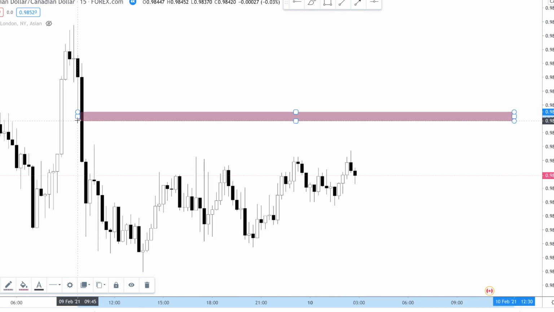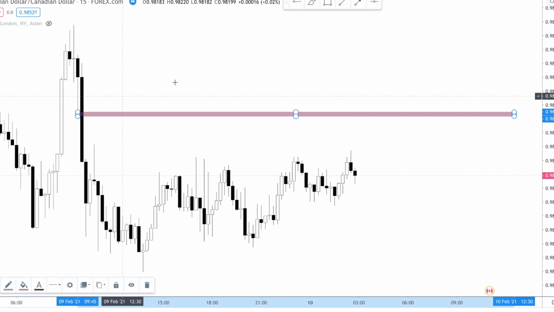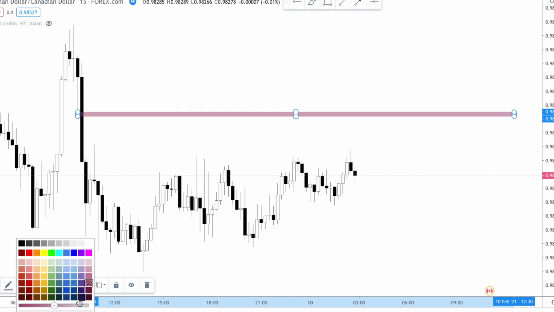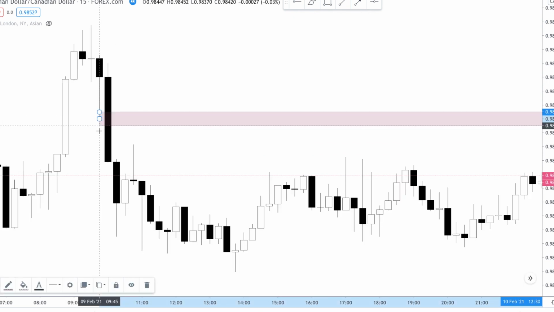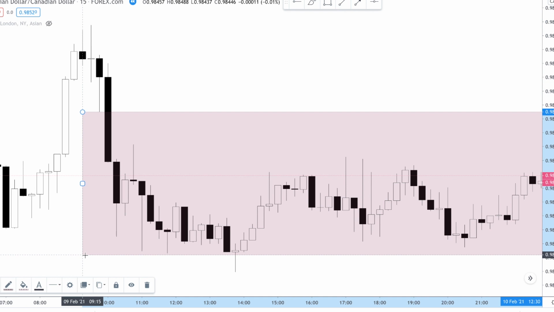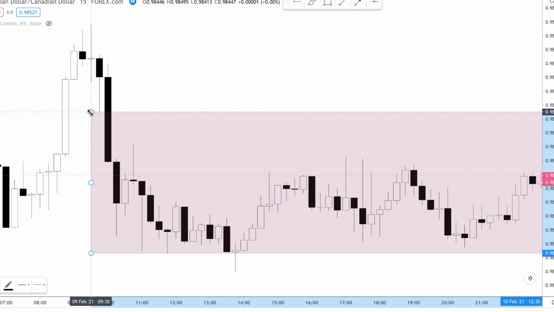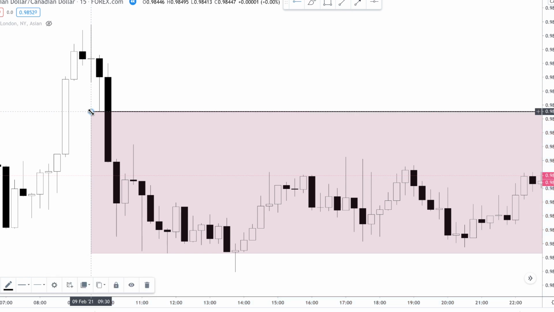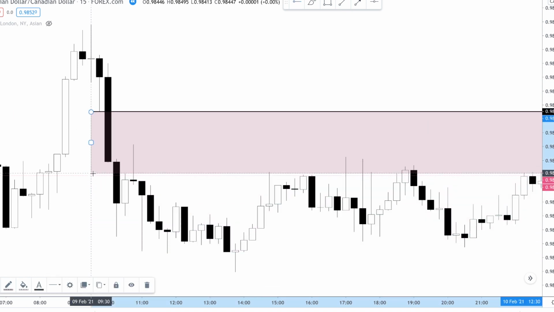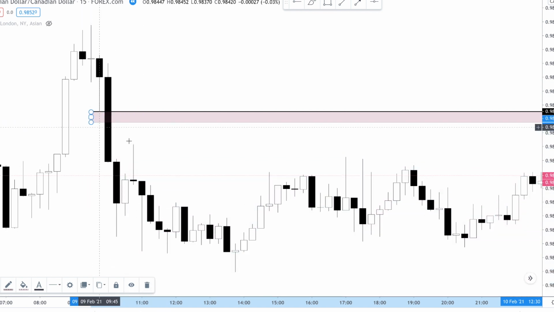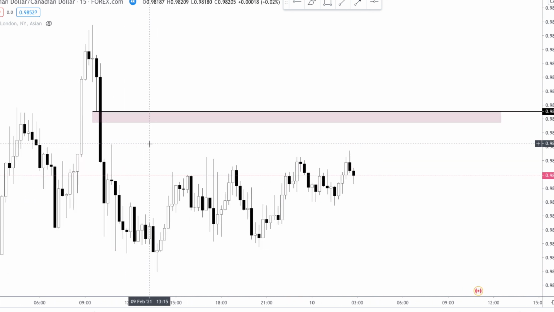So personally, I like to shorten my imbalance zone. Why? Because the exact fill of the imbalance is here. So me having this box all the way down here does not matter. Why? Because the exact fill, aka my exact entry, will be at the top of this box. So personally, I just shorten it for better visual purposes and not just having a screen like this. Okay, so this is my imbalance.